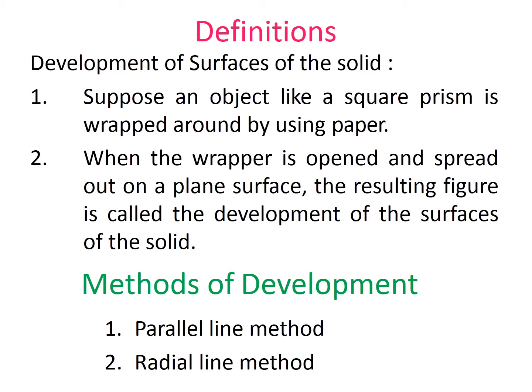Here we have two methods. One is the parallel line method, another is the radial line method. Normally we use the parallel line method for cylinders or prisms. The radial line method is used for cones as well as for pyramids.